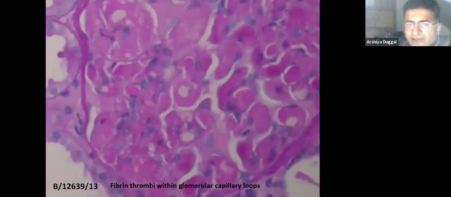This is another high magnification of the same glomerulus with fibrin thrombi. So you can see the glomerular capillary loops are filled with this kind of fibrinous stuff. Okay. So sometimes you can confuse them with hyaline thrombi, which you commonly see in lupus nephritis and cryoglobulinemic glomerulonephritis. But yes, this is the morphology you get to see here.